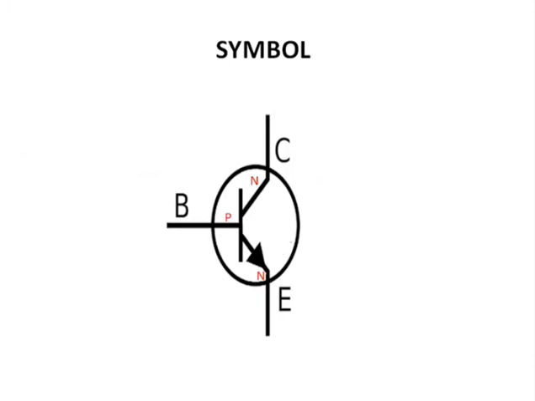This is the symbol for NPN type of transistor, collector N type, base P type and emitter N type. Now what does this arrow signify? This arrow shows the direction of current. So in NPN type of transistor, the current will flow from base towards emitter.